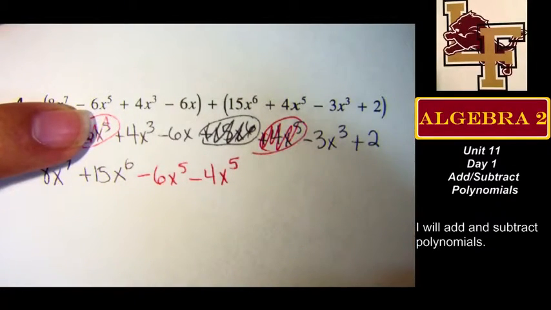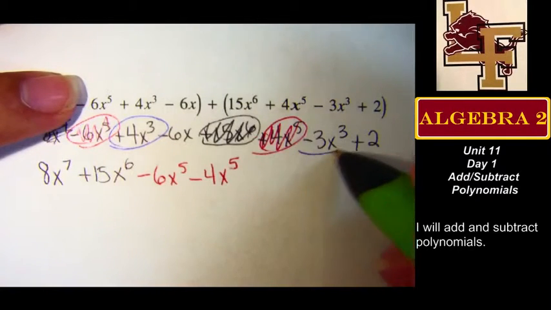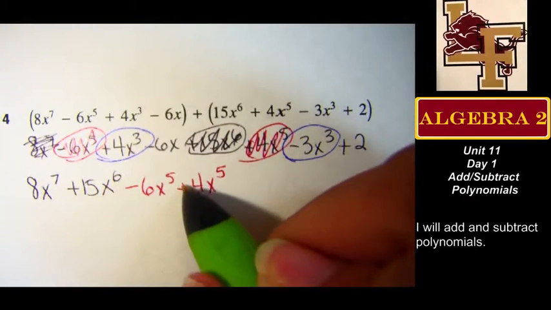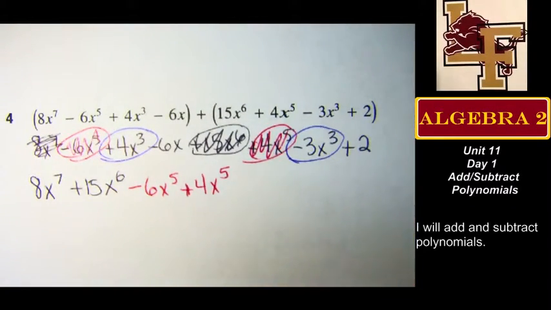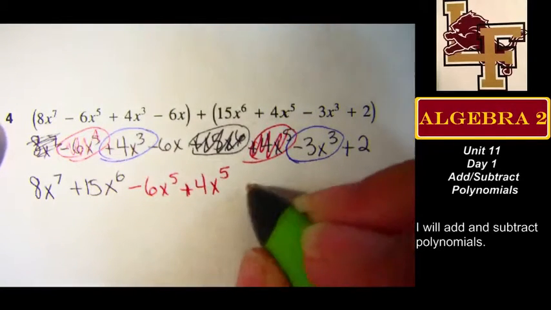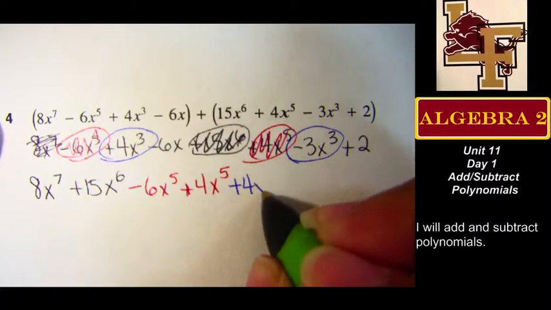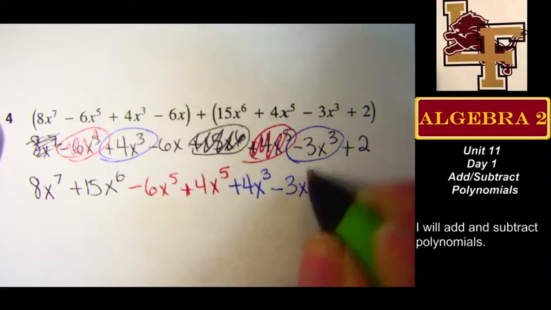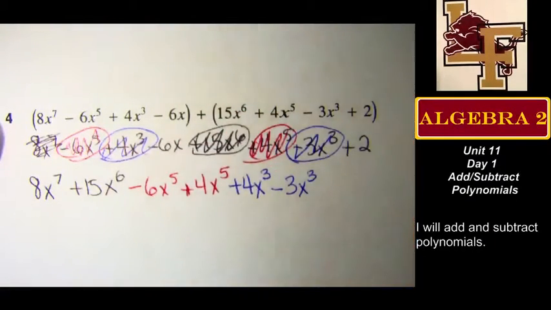All right, next highest degree, the 3. Here, 4x^5 and is one positive here? It's positive? Yes. Okay, I believe you. Here we go. We're on number 4, my dear. Plus 4x to the 3rd minus 3x to the 3rd.